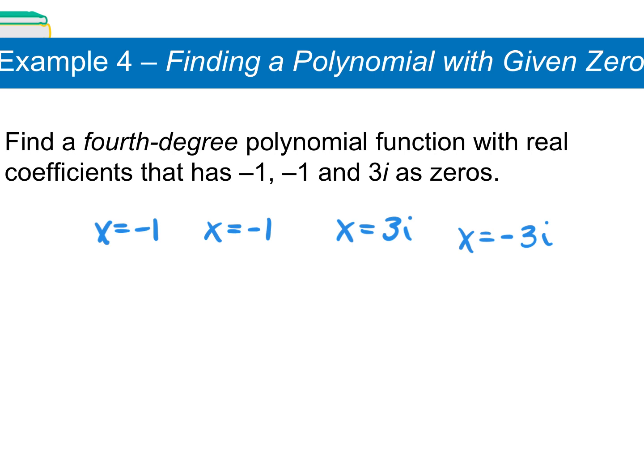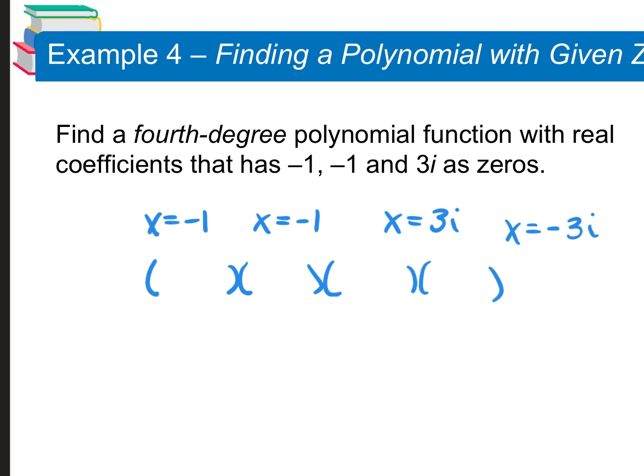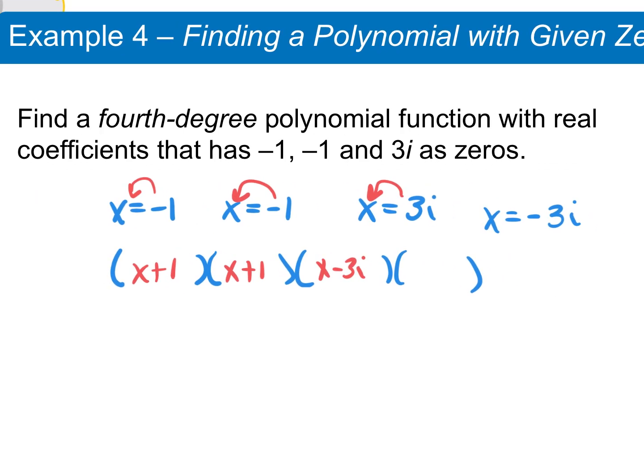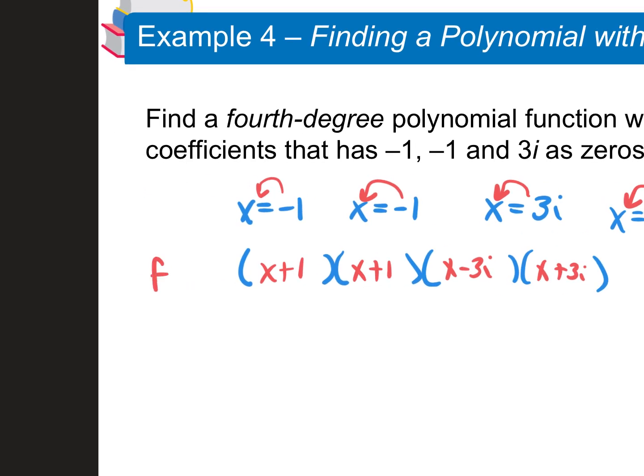So all you're doing here, guys, is writing these as a product of linear factors, which is what we did yesterday. Then you're going to multiply them together to find the polynomial. So what does this first parenthesis look like? If I bring this negative 1 over, it's x plus 1. If I bring this over, it's x plus 1. If I bring this over, it's x minus 3i. And if I bring this over, it's x plus 3i. So you are writing a polynomial function. You are writing the original problem. It's really what you're doing.